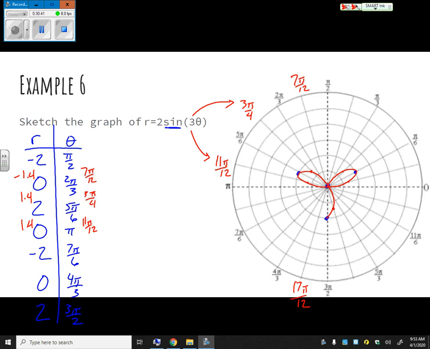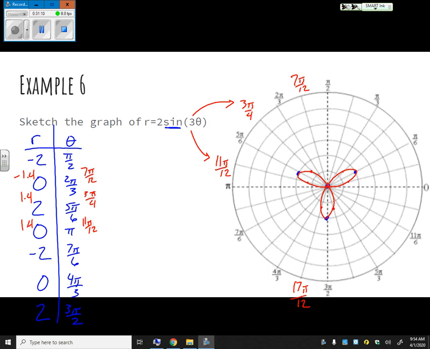Okay, let's just plug that in. So 3 times 17, that's like 51. So 2 sine of 51 pi over 12. Yeah, 1.4. Okay, so 1.4 would be where I'm at right here. So yeah, this just comes down. Forms this nice little symmetrical curve right here. Kind of looks like a flower, which is good because it's called a rose curve.